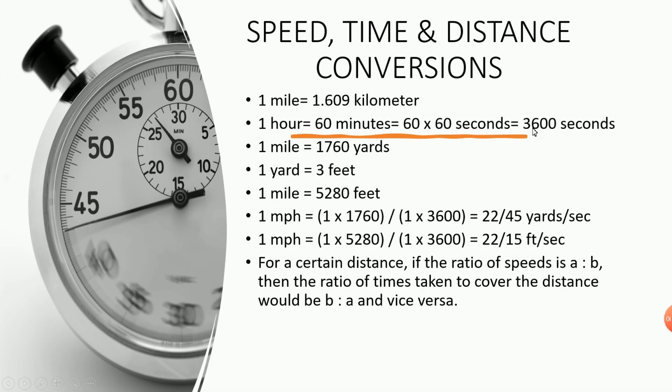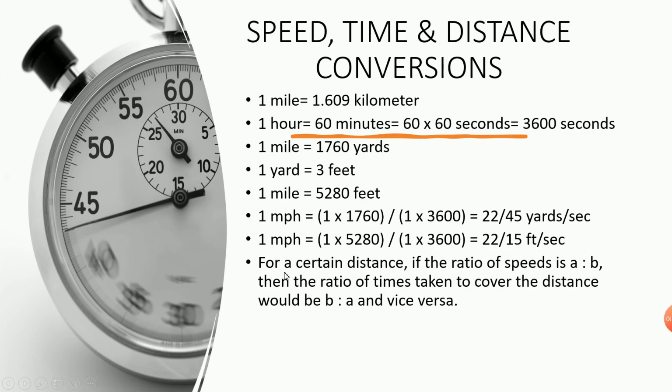So 1 hour equals 3600 seconds. 1 mile equals 1760 yards. 1 yard equals 3 feet. So 3 feet, like our normal height, so how many yards there will be, like that we have to calculate. Again, 1 mile equals 5280 feet. So everything is interchangeable and they have calculated it here.